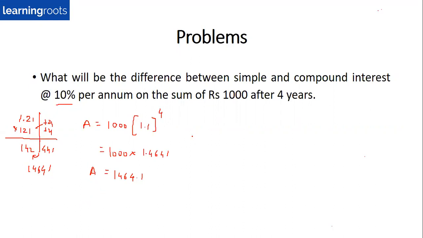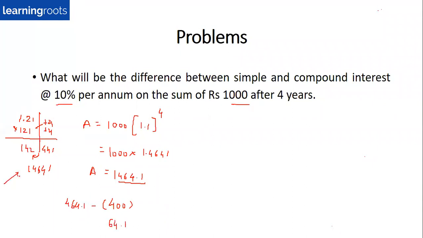Simple interest is of course at 10% on 1000 rupees, so 100 rupees per year. So it's going to be 400 rupees. So 400 for simple interest. Compound interest is this part because you're subtracting 1000. So 464.1 minus this, which will give you 64.1.